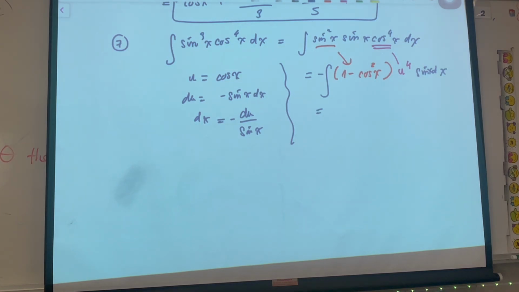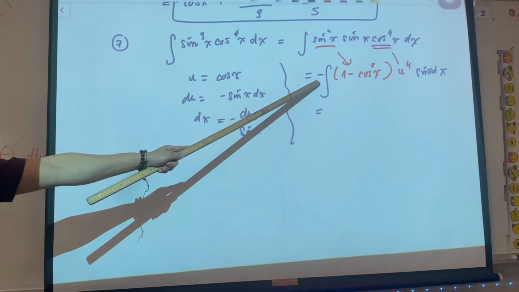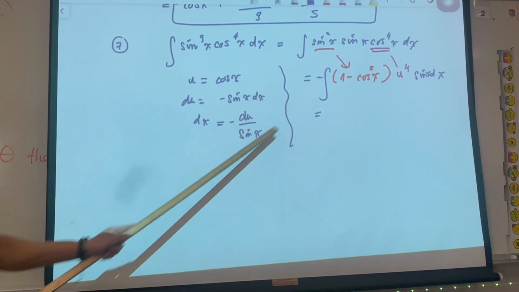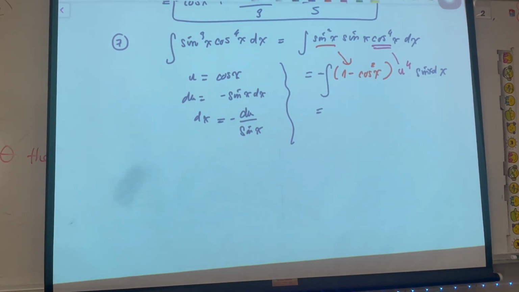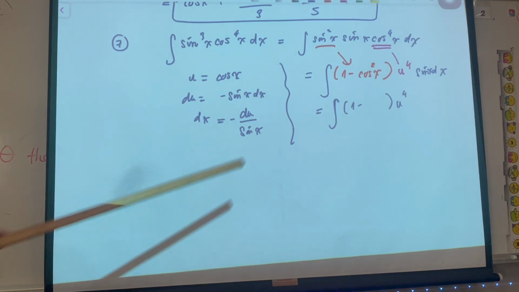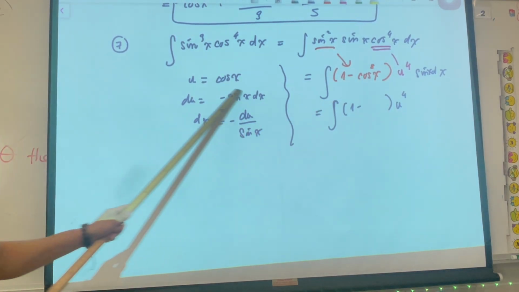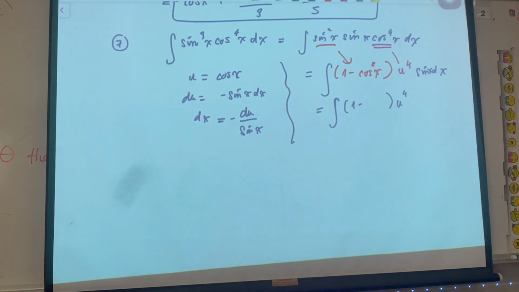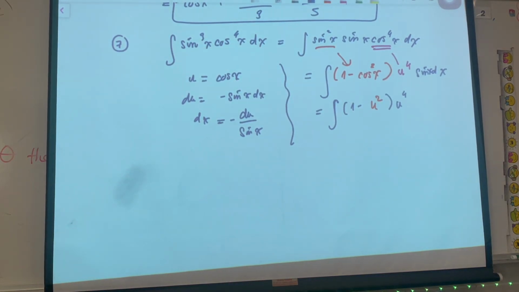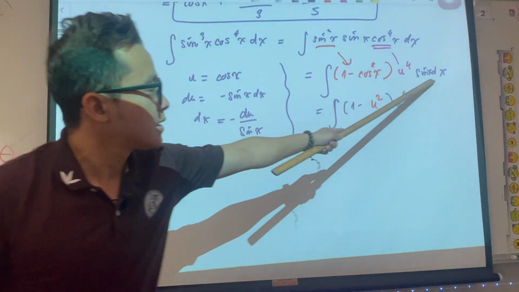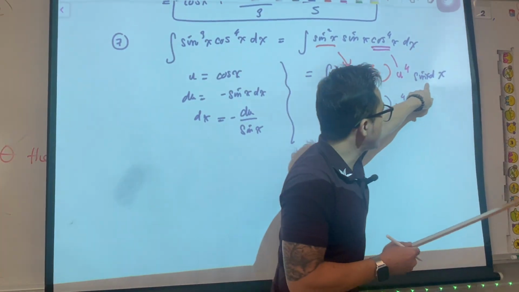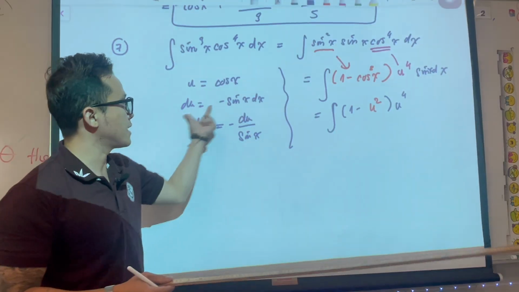Don't forget the negative from here. Okay. Oh, not yet, not yet. From the next step. Yeah, next step. That's right. Sine x is not cancelled yet. What is the cosine x though? Cosine square x is u square. You got it. And then dx, I'm going to change. That's what it does. Actually, if you can see, sine x dx is negative du.